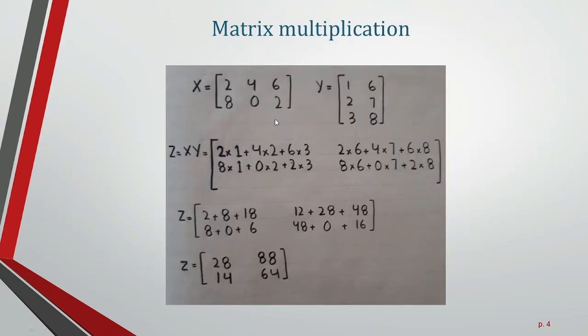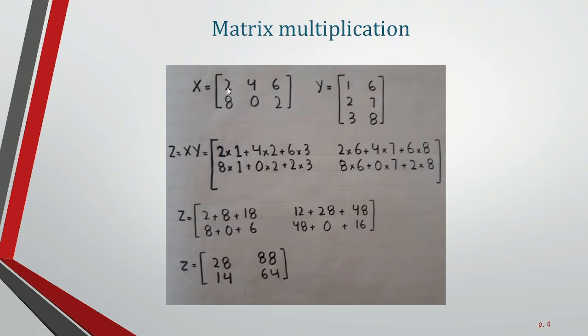For two matrices to be compatible for multiplication, the number of columns of the first matrix has to be equal to the number of rows of the second matrix. Here we are multiplying two matrices X and Y. The number of rows of X is 2 and the number of rows of Y is 3. And the number of columns of Y is 2 and the number of columns of X is 3. This ensures the multiplication rule: the number of columns of the first matrix has to be equal to the number of rows of the second matrix.